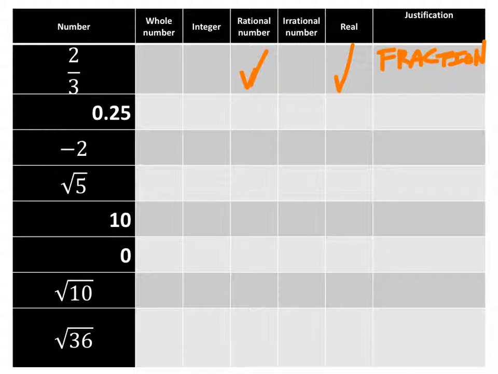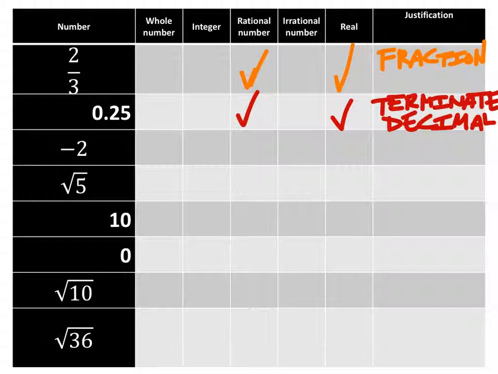0.25, this is a terminating decimal because it doesn't show any decimal values after 5. So it's not a whole number, it's not an integer. It's a rational number that is also real because, again, this is a terminating decimal.